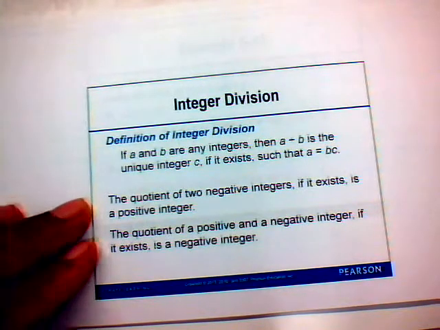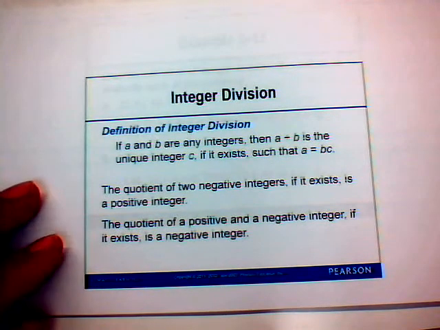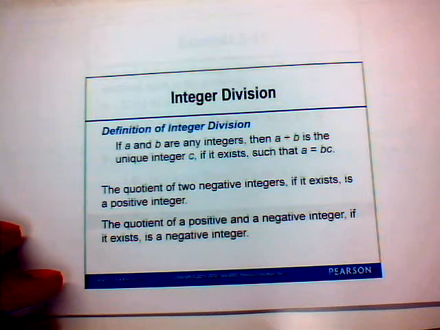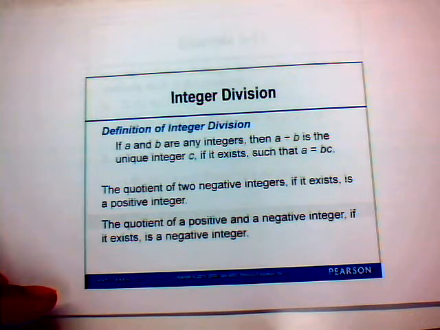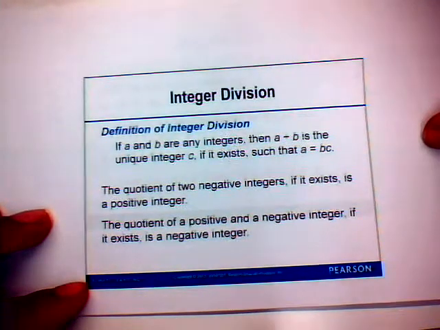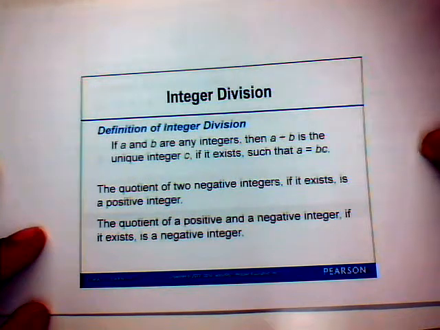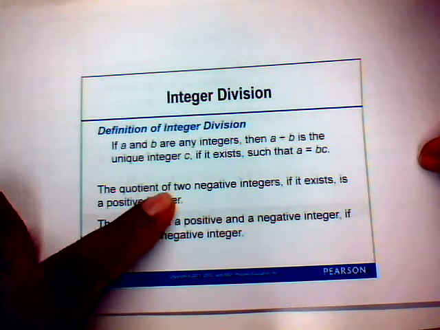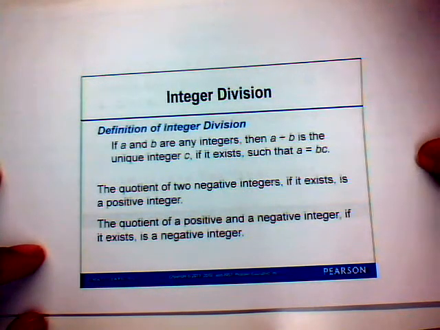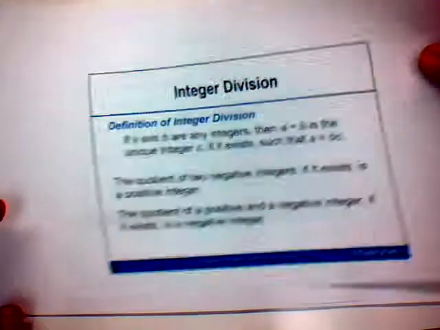And of course, these are the rules for dividing integers. The quotient of two negative integers, if it exists, is a positive integer. And the quotient of a positive and a negative integer, if it exists, is a negative integer. Those rules are the same as if you were multiplying two integers. And you can also say here that the quotient of two positive integers, if it exists, is a positive integer as well in this particular statement.